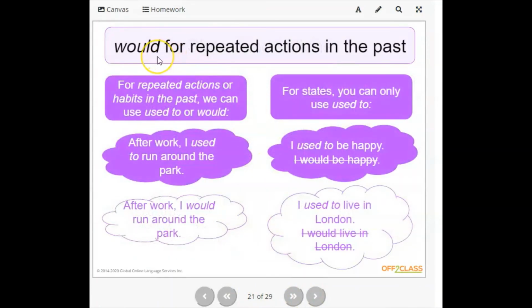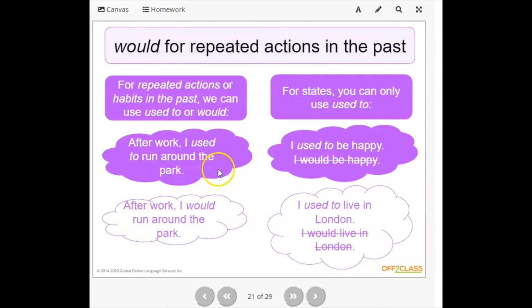Okay, would we can use in a similar way to used to, right? To talk about repeated actions in the past. Okay, so for repeated actions or habits in the past, we can use used to or would, right? After work, I used to run around the park, or after work, I would run around the park. Okay, the form for would, it's just would, right? And then the infinitive without to, yeah.